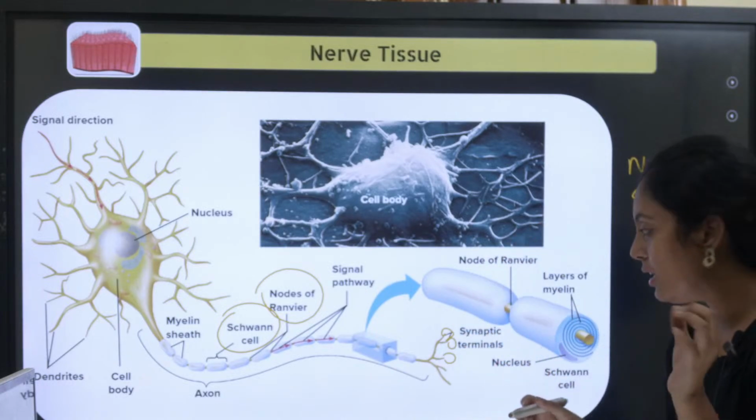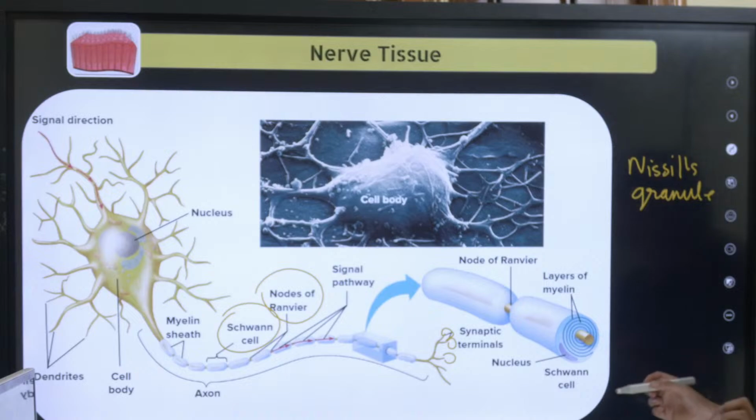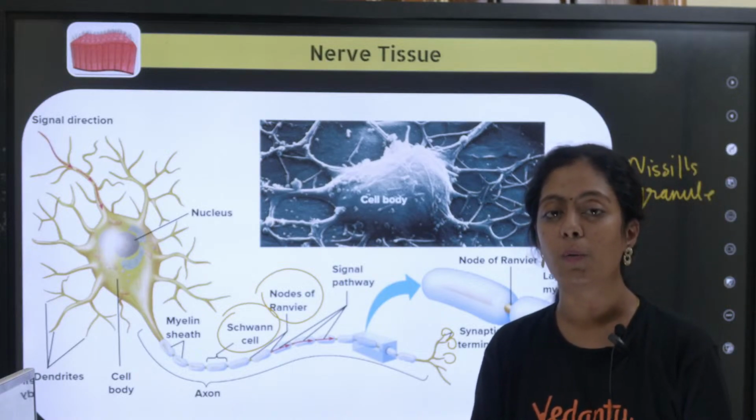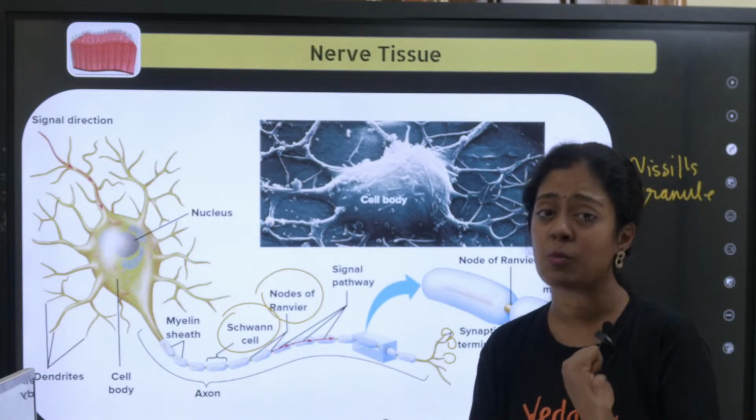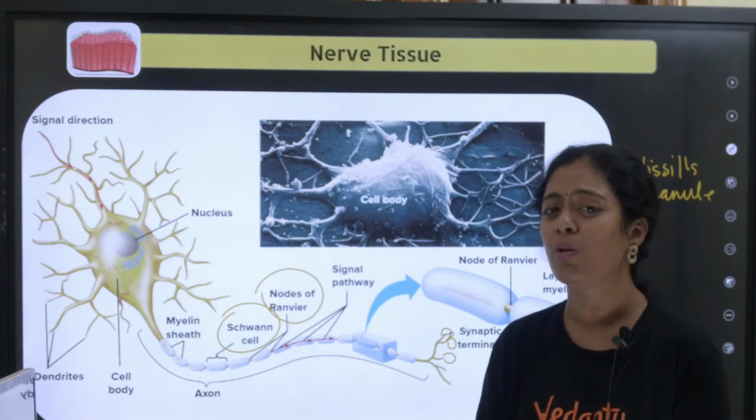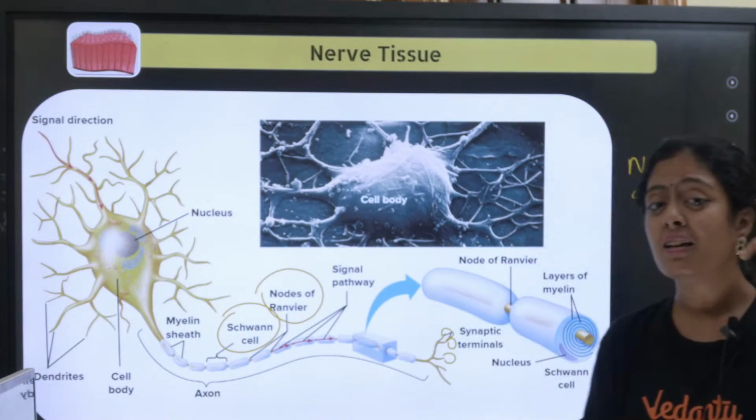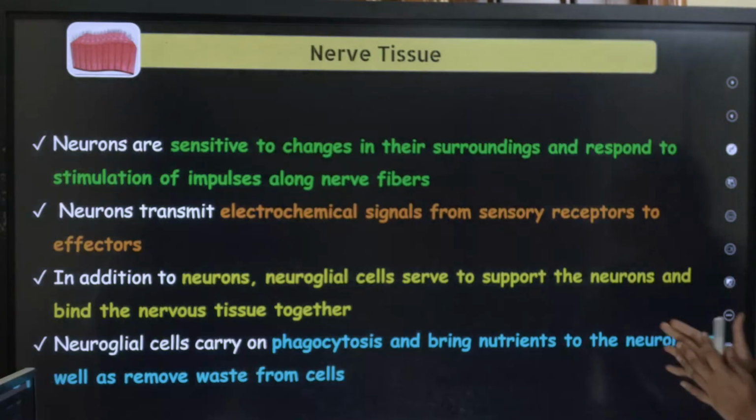Synapses. Okay, now if there are two neurons, the space between those two neurons is what we call the synapse. Okay, so a neuron can be unipolar, bipolar or multipolar, correct? All that we will discuss when we do neural control and coordination.